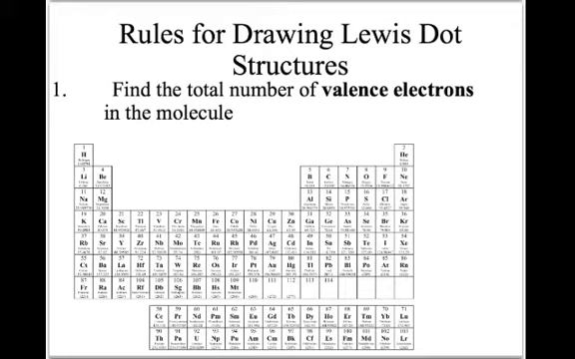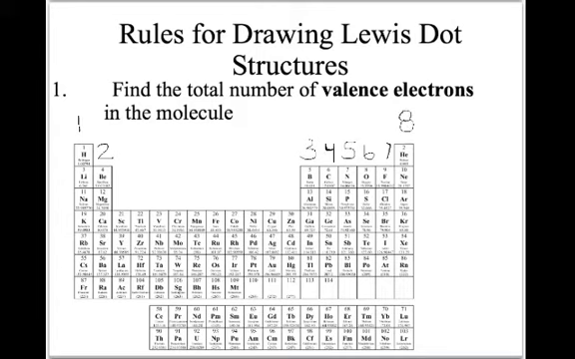And the first rule is to find the total number of valence electrons in the molecule. Valence electrons, as you may remember, are electrons that are in the outermost shell of the atom, and they're the ones that are involved in bonding. So anything in the first column has one valence electron, and the second column has two valence electrons. We skip over the transition metals, and then these guys have 3 valence electrons, 4 valence electrons, 5 valence electrons, 6 valence electrons, 7 valence electrons, and 8 valence electrons.